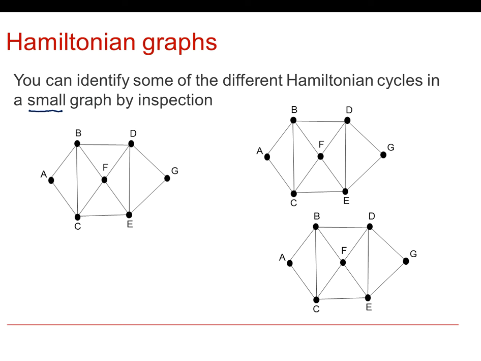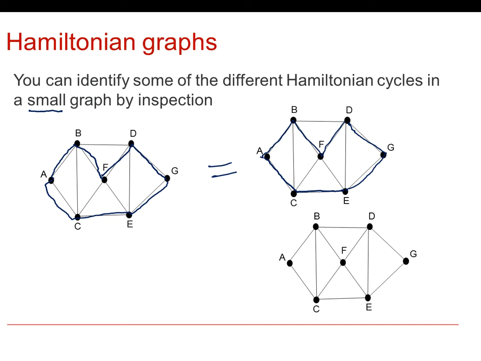So we could go from A to B to F to D to G, and then to E to C to A. Let's see if we can find a different one. Well, we could go A, C, E, and then G and D, and then F, B, A. But actually, you can see that although the order of the letters is different, it's the same.